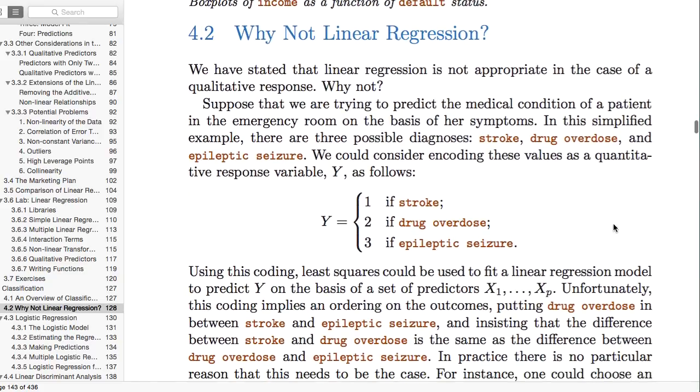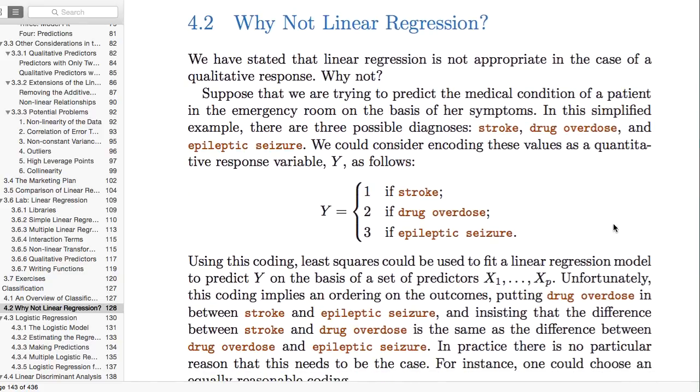Okay, now why shouldn't we use linear regression? I think we did talk about this a little bit in chapter 2, and it's spoken of again here. So imagine that we want to use linear regression, and we have the case of the patient at the emergency room who has one of three possible diagnoses based on the symptoms. They either are having a stroke or a drug overdose or an epileptic seizure. And so we could code Y as 1, 2, or 3 in this case if we were going to do linear regression.